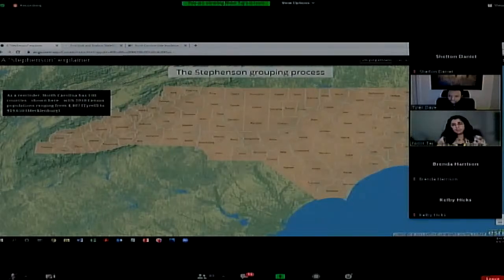Plaintiffs basically said that they were able to come up with draft maps that split a lesser amount of counties. And the court said that's not really what's at issue based on the Stevenson criteria. It's really how to minimize the number of counties that are grouped together.